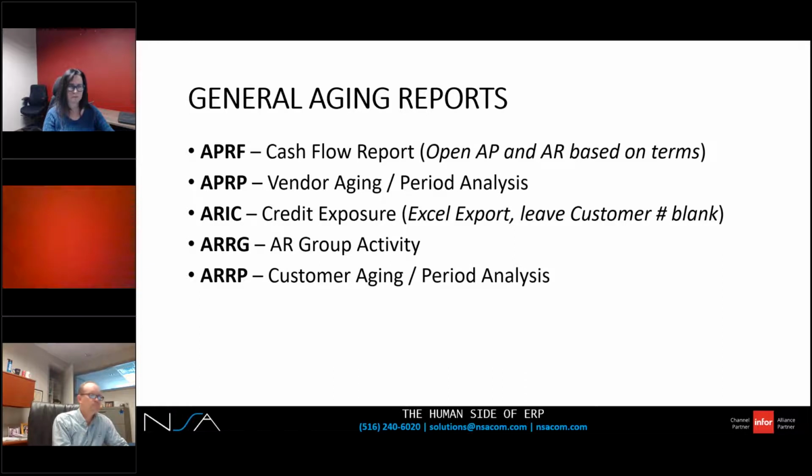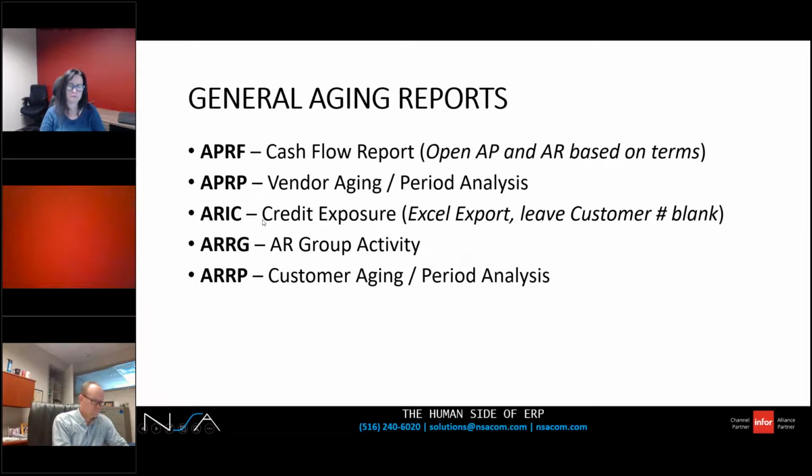Now, not everybody pays within terms, and not everybody pays their vendors within terms, but this gives you a general idea based on the terms what your open receivables and payables net to, and can be one piece of cash flow analysis and forecasting. The AR group activity looks more like a statement. So if you're using the AR group function to group your customers together so that you can see multiple different customers rolled up into the hierarchy of a group, you can see what they owe you or print out to them what they owe you using the AR group activity function.